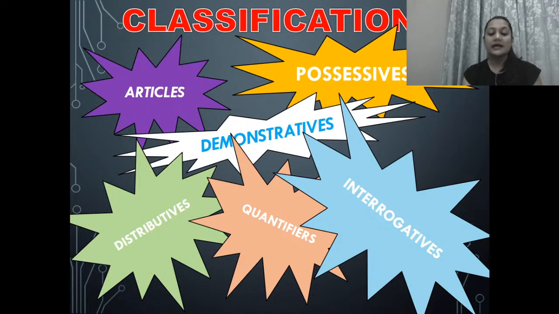Now, as I discussed in the previous session also, there are different types of determiners. They are articles, possessives, demonstratives, distributives, quantifiers, and interrogatives. Clear? If you check out the previous lecture, it was on articles, and today this lecture will revolve around the topic of demonstratives.